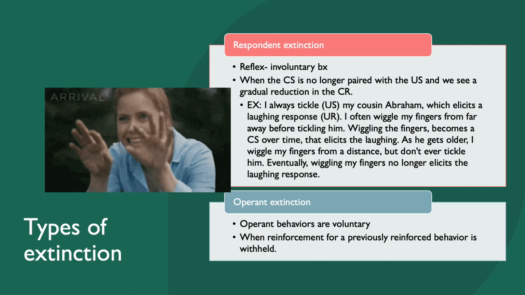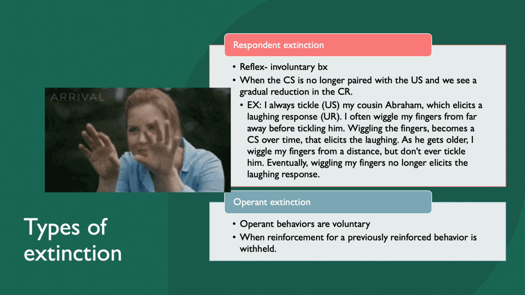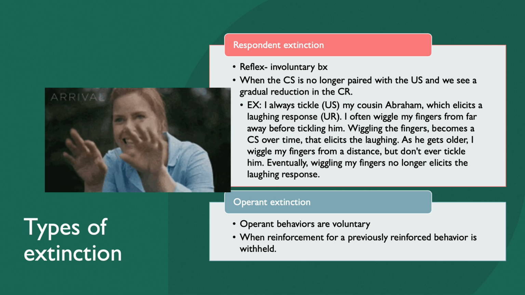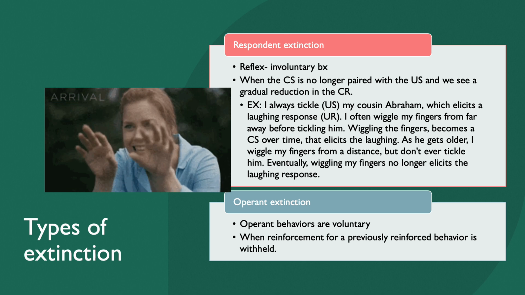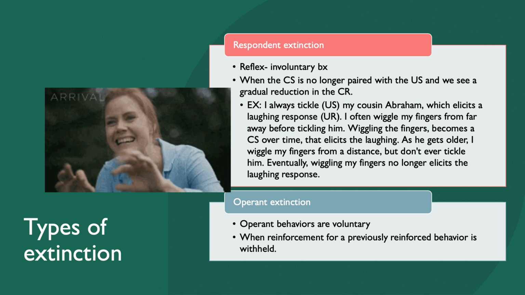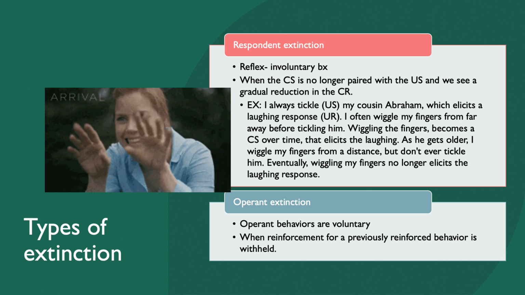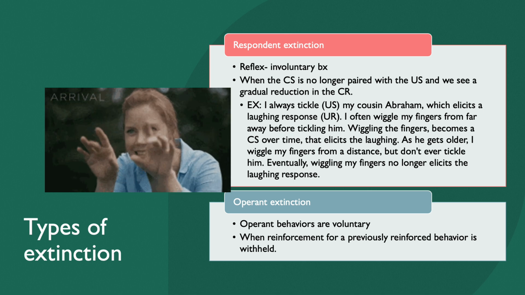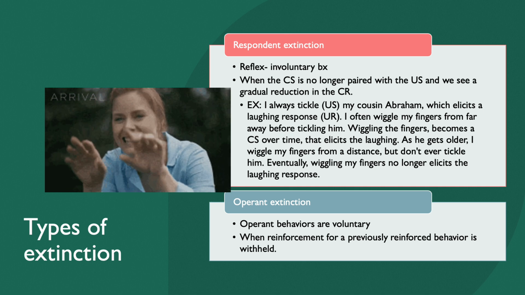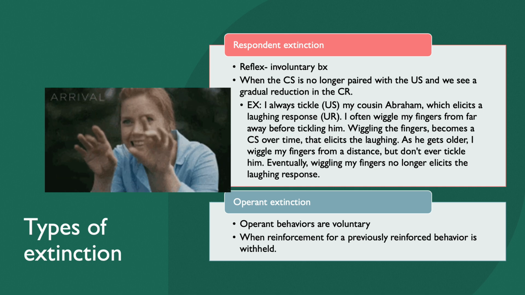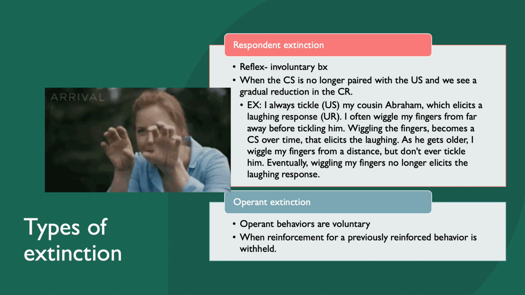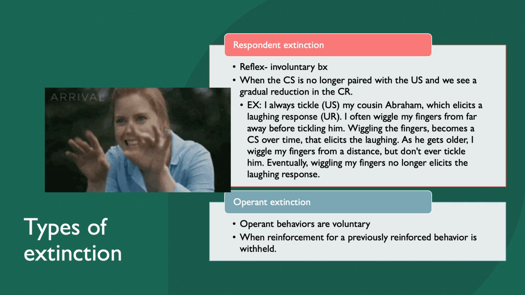I want to start off this presentation by making a distinction between the two types of extinction that we have within the field of applied behavior analysis, okay? In your EAB3002 course, you all learned about respondent conditioning, or respondent behaviors, which are those behaviors that are reflexive or involuntary. You learned about the unconditioned stimulus eliciting an unconditioned response. That's an example of a reflex, and that's involuntary behavior.